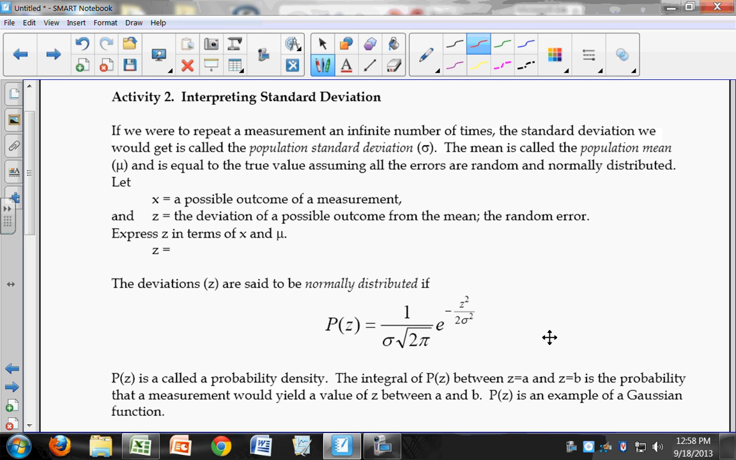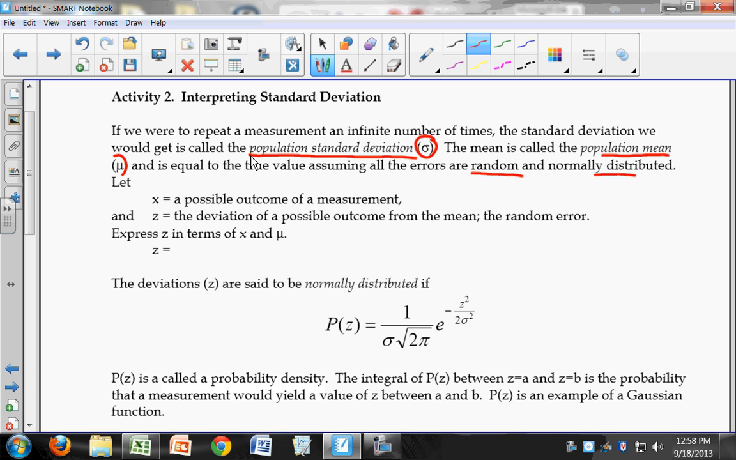So we've learned how to do standard deviation of the mean and confidence intervals in Excel. Okay, so let's look at how we can interpret those. If we were to repeat a measurement an infinite number of times, and you could calculate the standard deviation for that, what you get is called the population standard deviation, represented by the letter sigma. The mean of that infinite number of measurements would be called the population mean, Greek letter mu, and that would be equal to the true value, assuming all the errors are random and normally distributed.